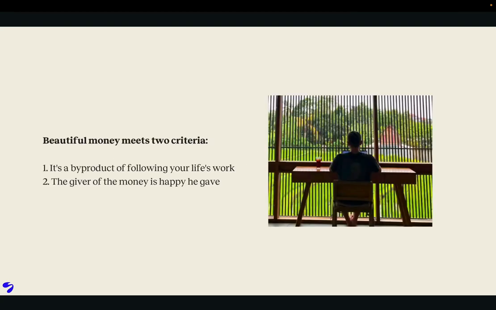And that is when you make beautiful money. You see, beautiful money meets two criteria. It's a byproduct of following your life's work, and the giver of the money is happy he gave it. That is why we are here. We are not here just to make an income. We are here to change the world and make beautiful money. That is the purpose of the synthesizer.